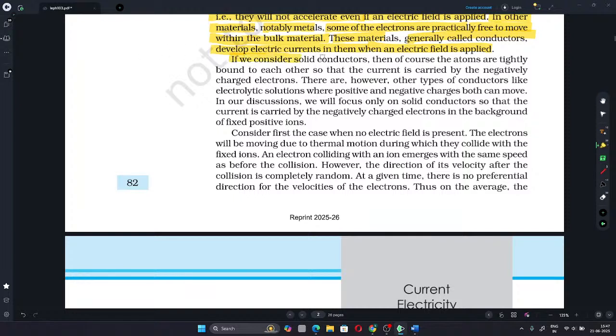If we consider solid conductors, then of course the atoms are tightly bound to each other so that the current is carried by the negatively charged electron. There are, however, other types of conductors like electrolytic solutions where positive and negative charges both can move. In our discussions, we will focus only on solid conductors so that the current is carried by the negatively charged electron in the background of the fixed positive ions.